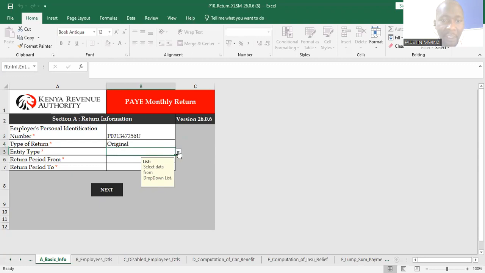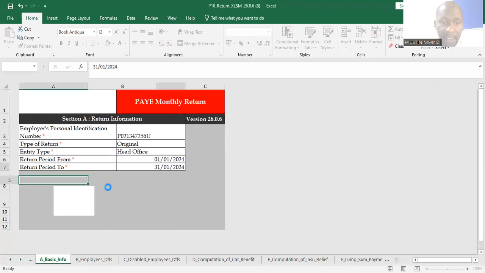Entity type, there are two options, head office or branch. You choose as appropriate. Return period, let us say 01 to mean January 2024, and then end 31st 01 2024. It is a month, so you enter the first date of the month and the last date of that month. It's a monthly return, this one. And then we can go to next.